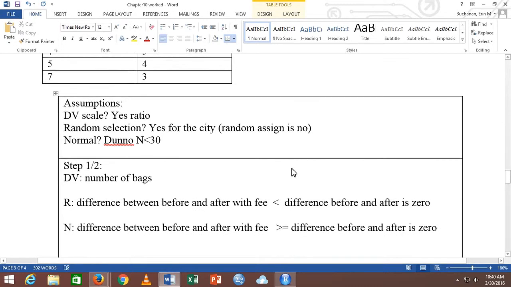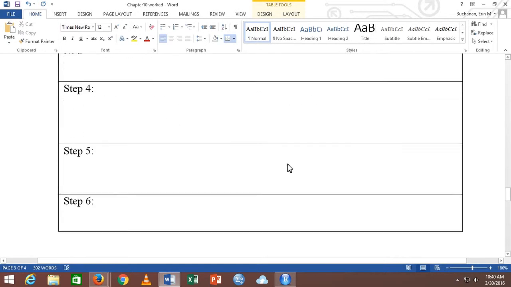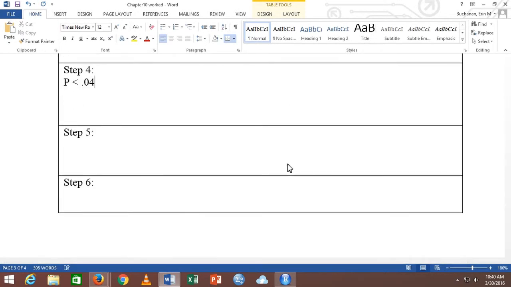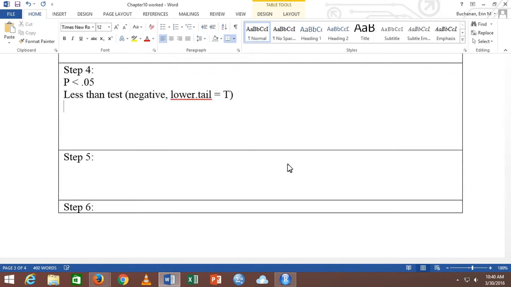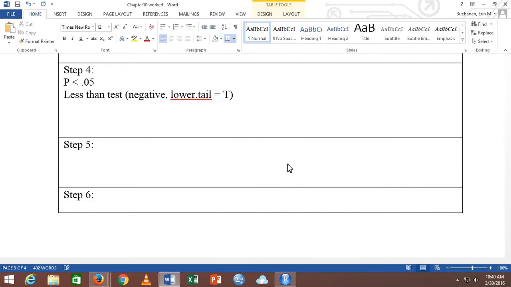Alright, so part of problem one here, I think it's at 0.05. So we're going to use p less than 0.05. We're doing a less than test, so it should be negative. The score should be negative, and that's where lower tail is going to be true. What's the other thing? Oh, degrees of freedom. It's going to be 8 minus 1, so 7. On this step, you should write degrees of freedom and the score, but I'm just telling you how I got to this negative score.